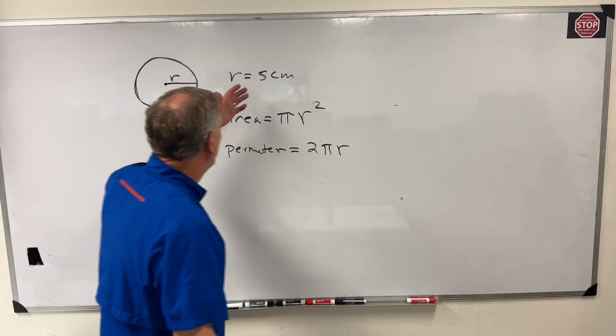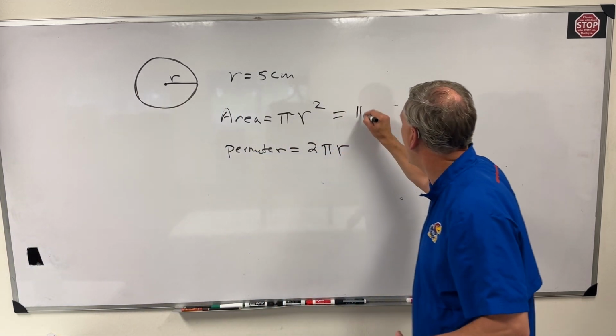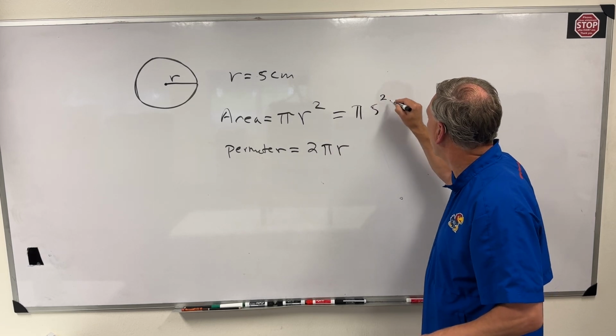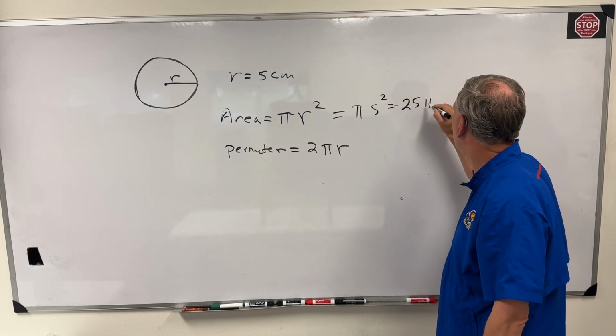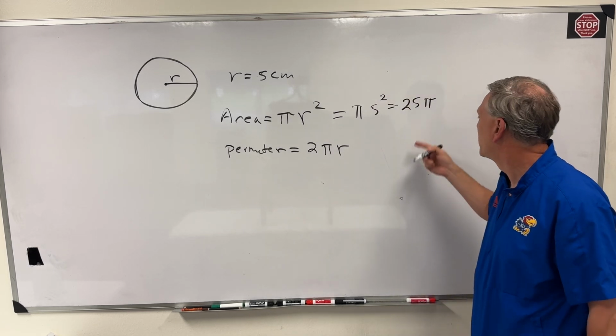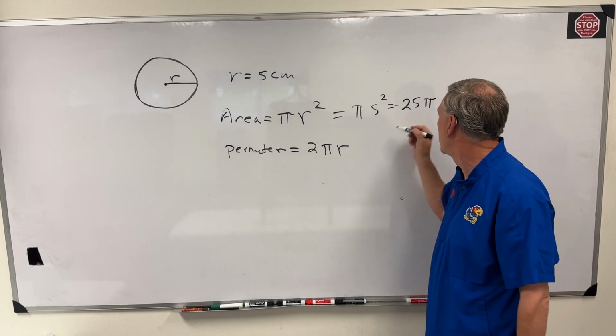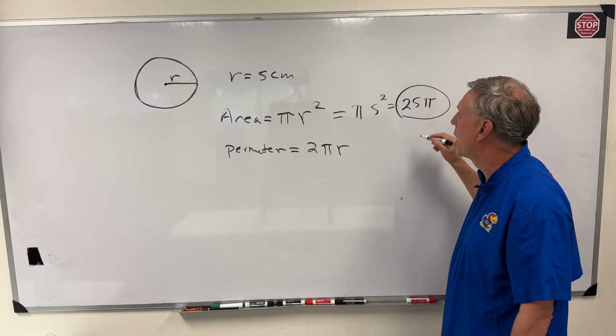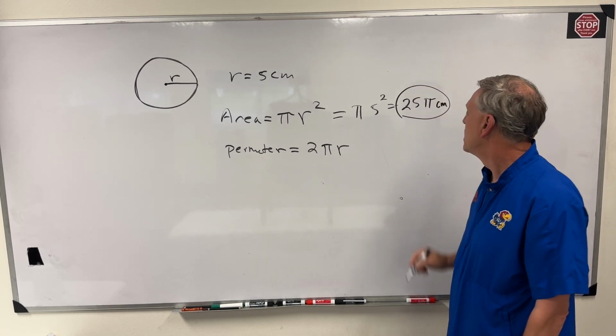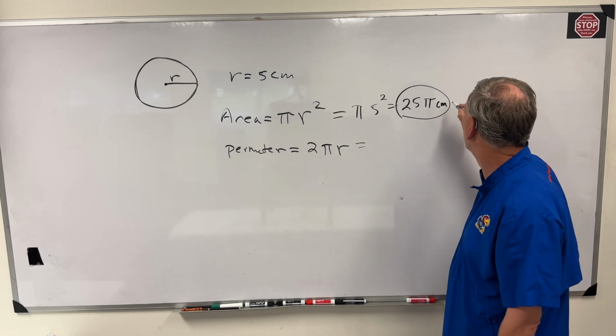So if we have this 5 centimeters, we'd say pi 5 squared, or 25 pi. So about 78 or something like that. But you can even leave it like that. I'm fine with that. With centimeters. And then this one, centimeters squared.